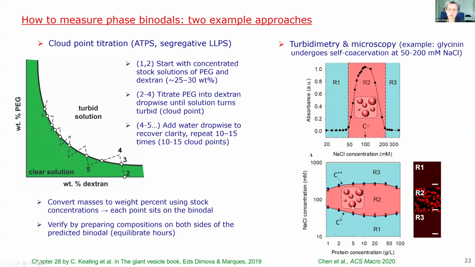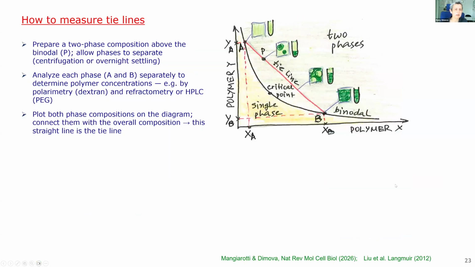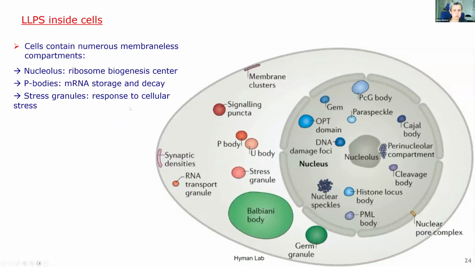And in this region, when you put this solution under the microscope, you're going to see these droplets, condensate formation, while here this would be a homogeneous solution, and you're not going to see anything except just diffuse. Okay, I think I'll skip this, how to measure tie lines. And we'll just conclude this section by saying that liquid phase separation occurs also in the cell.